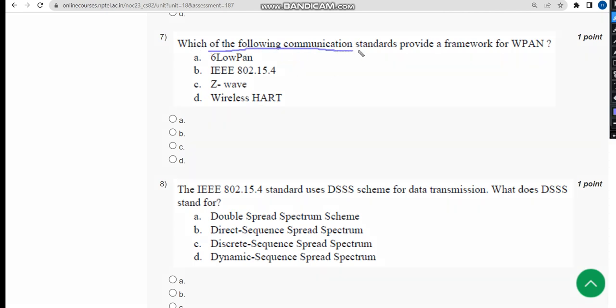Now let's move on to the seventh one. Which of the following communication standards provides a framework for WPAN? The correct answer is option B, IEEE 802.15.4. That is option B. So now let's move on to the eighth one.